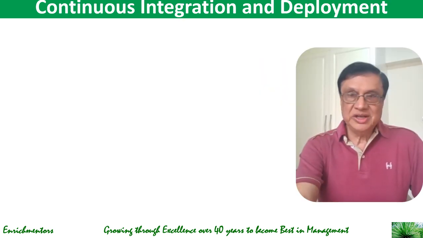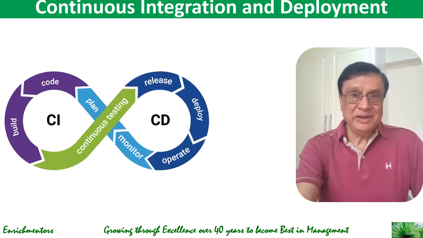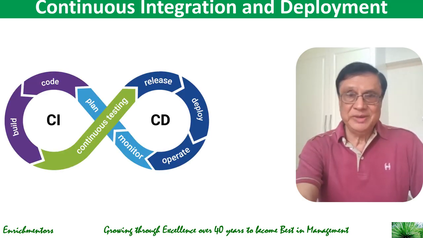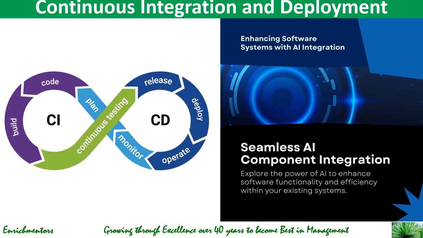Also, continuous integration and deployment is a good part of your collaboration. Implement continuous integration and deployment pipelines that can help you automate testing, building, and deployment processes and help you collaborate better. And ensure seamless integration of AI components into existing software or infrastructure, right?